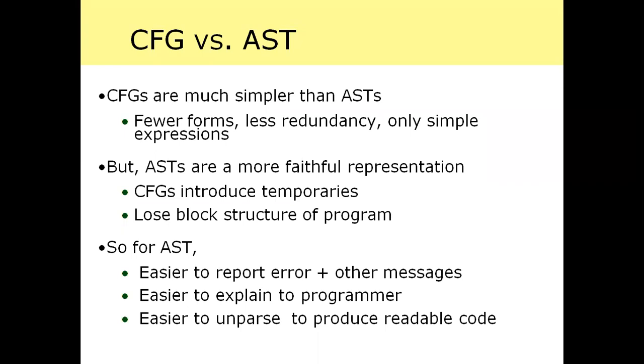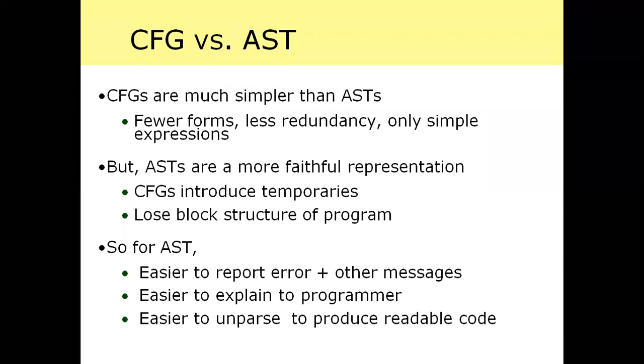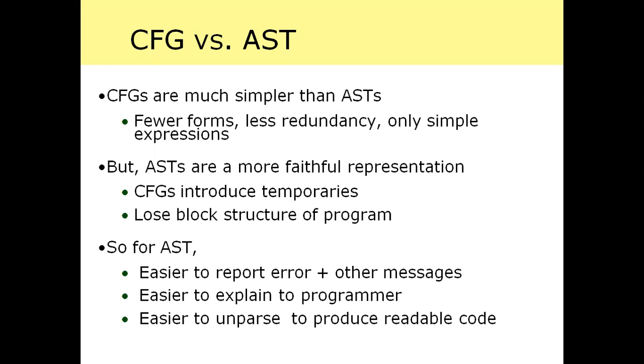And also here we can lose the block structure of the programs. So the abstract syntax tree is easier for reporting errors and other messages, it is easier to explain to the programmers, and it is easy to unparse to produce the reachable code. The control flow graph has some advantages, and the abstract syntax tree has some advantages. Comparing both, in some cases the control flow graph is much simpler than the abstract syntax tree, and in some cases the abstract syntax trees are simpler or easier than the control flow graphs, right?